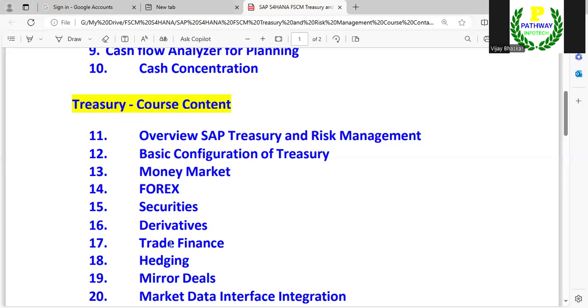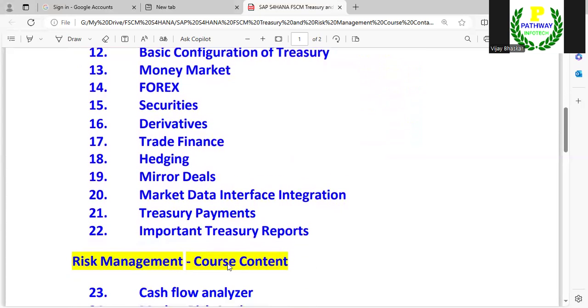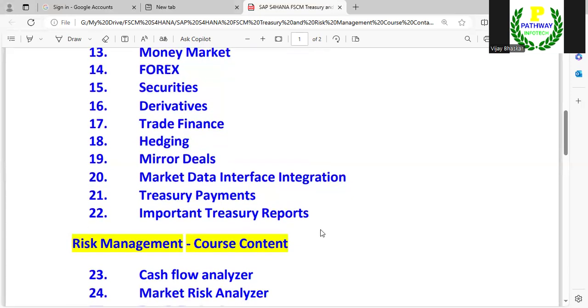Then, once that is completed, we will discuss trade finance. Then mirror deals and market data interface integration, which I am going to cover as part of foreign exchange. Then treasury payments, which is one additional topic I have included. There are different types of treasury payments: bank to bank transfer, repetitive payments, and third party transfer. How the configuration takes place and how that will be executed. Then the important reports which are available will also be covered.